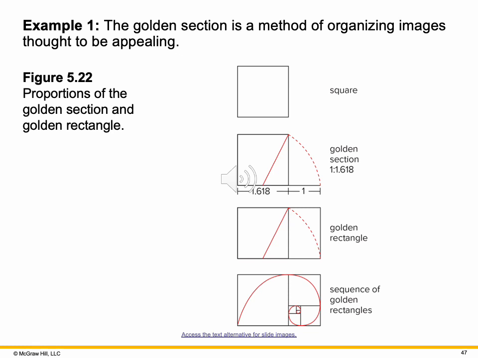A rectangle constructed using the proportions of the golden section is called a golden rectangle. One of the most interesting characteristics of the golden rectangle, as the figure shows, is that when a square is cut off from one end, the remaining shape is also a golden rectangle, a sequence that can be repeated endlessly and relates to such natural phenomena as the spiraling outward growth of a shell.